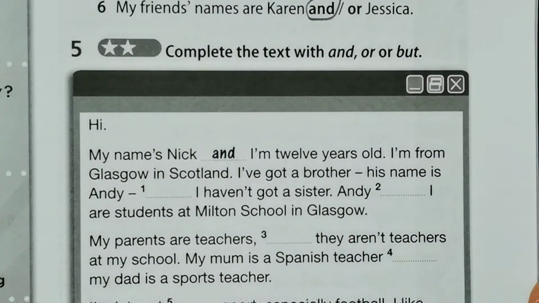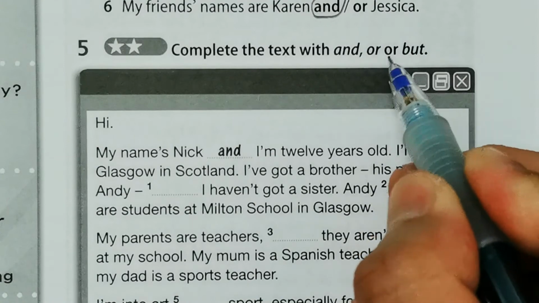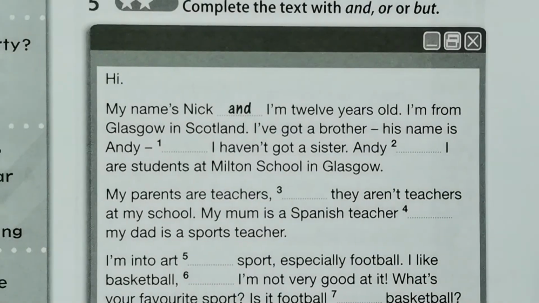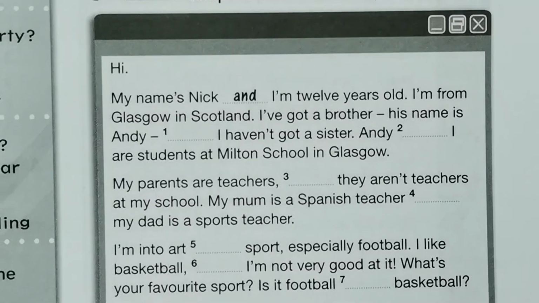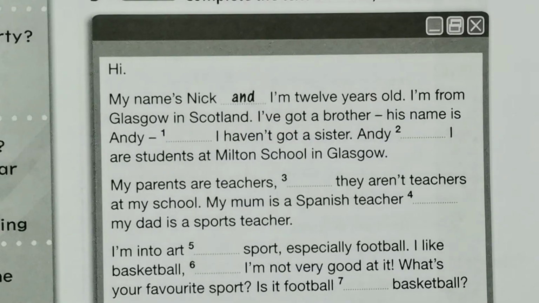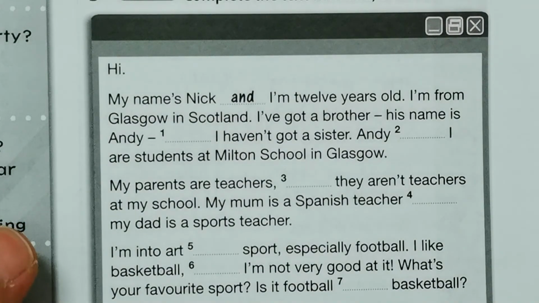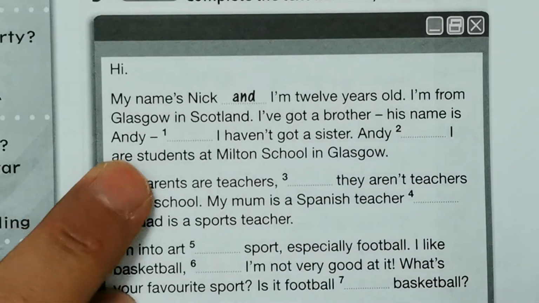And number 5, complete the text with and, or, but. If you notice, this is italic, this is not. So we have 3 conjunctions here. It's not a typo. So this is an email interface. So we have here: Hi, my name's Nick and I'm 12 years old. I'm from Glasgow in Scotland. I've got a brother, his name is Andy.